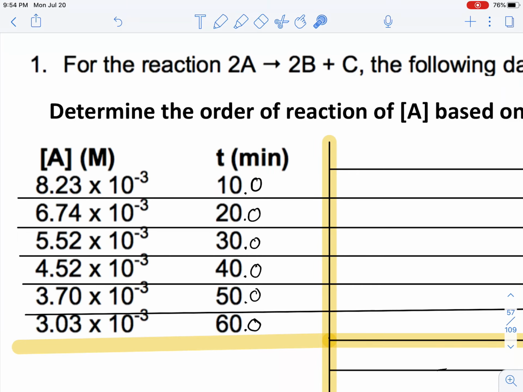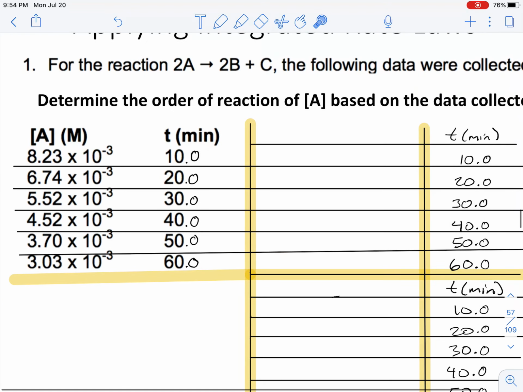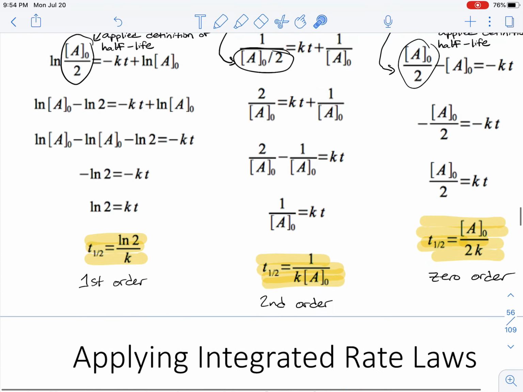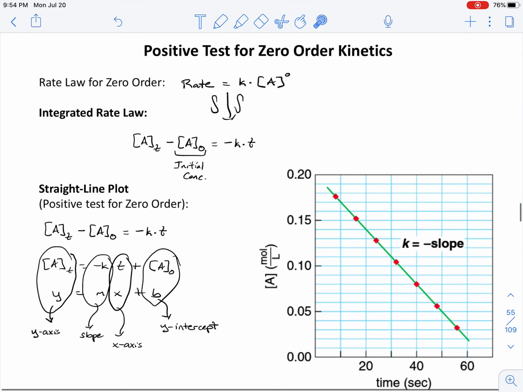In other words, we're going to create a series of tests to determine if this chemical reaction follows first order, second order, or zero order kinetics. To understand what we're about to do, I'm going to go back to 3 slides that were covered in the previous lecture video.